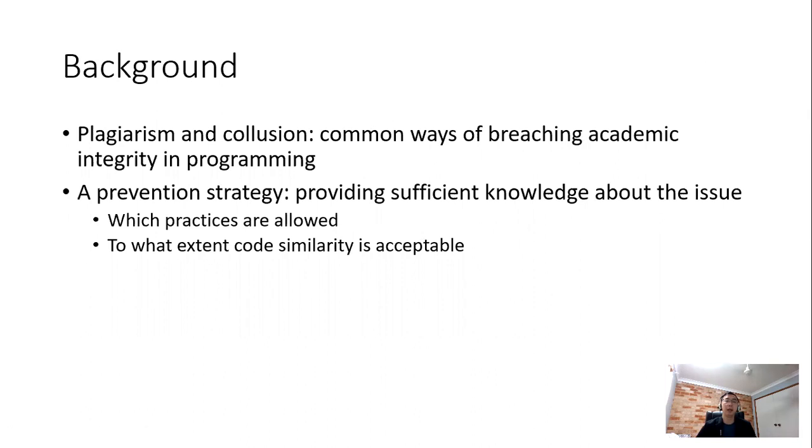First is about the background. Plagiarism and collusion are two common ways of breaching academic integrity in programming. One of the prevention strategies is to provide sufficient knowledge about this kind of issue, like, for example, explaining which practices are allowed and to what extent code similarity is acceptable.